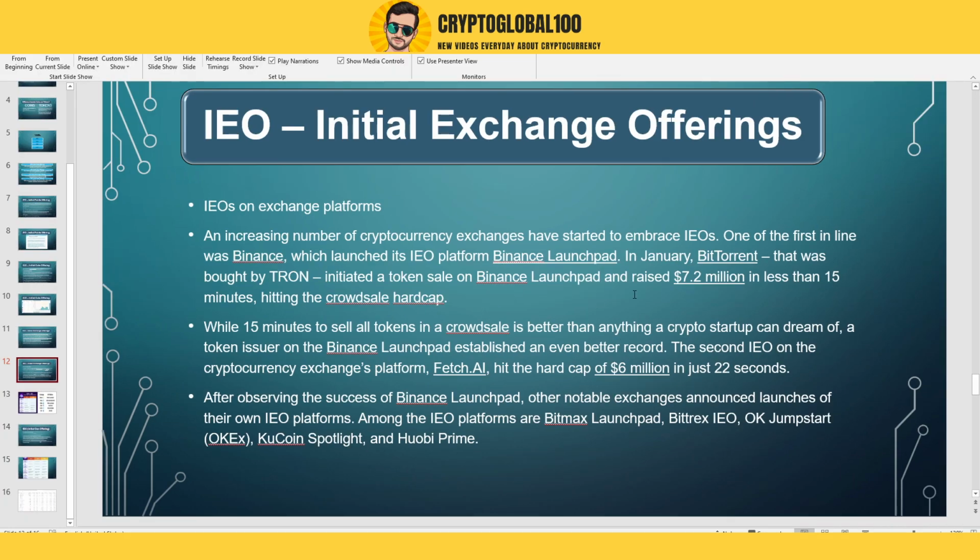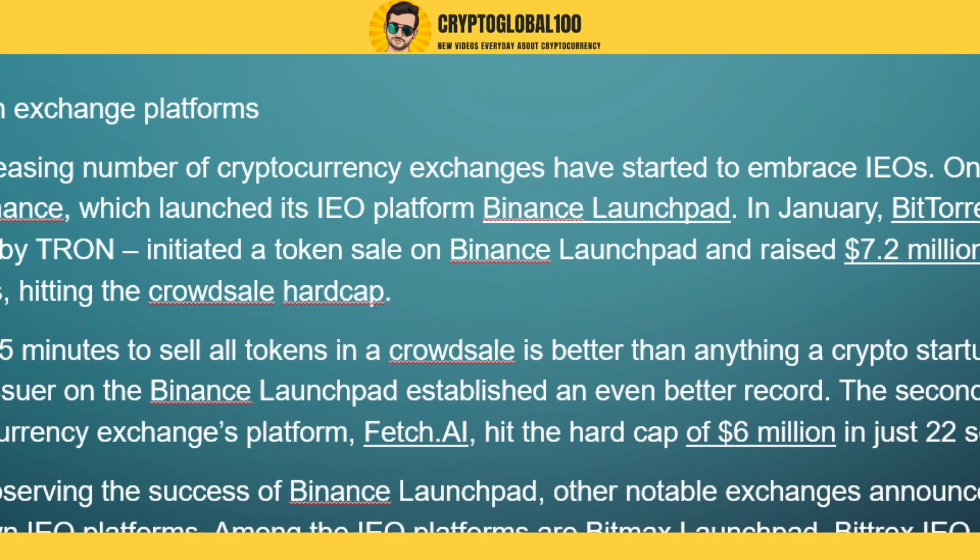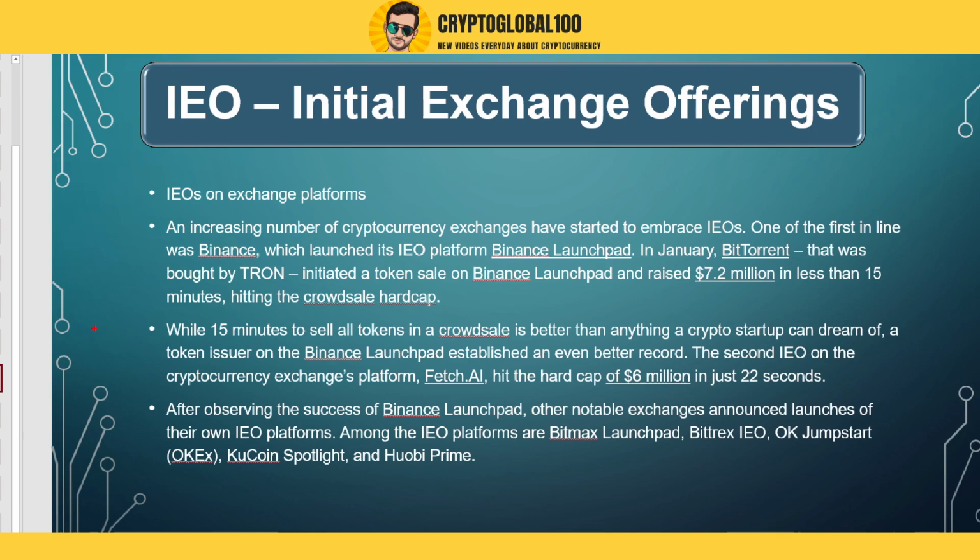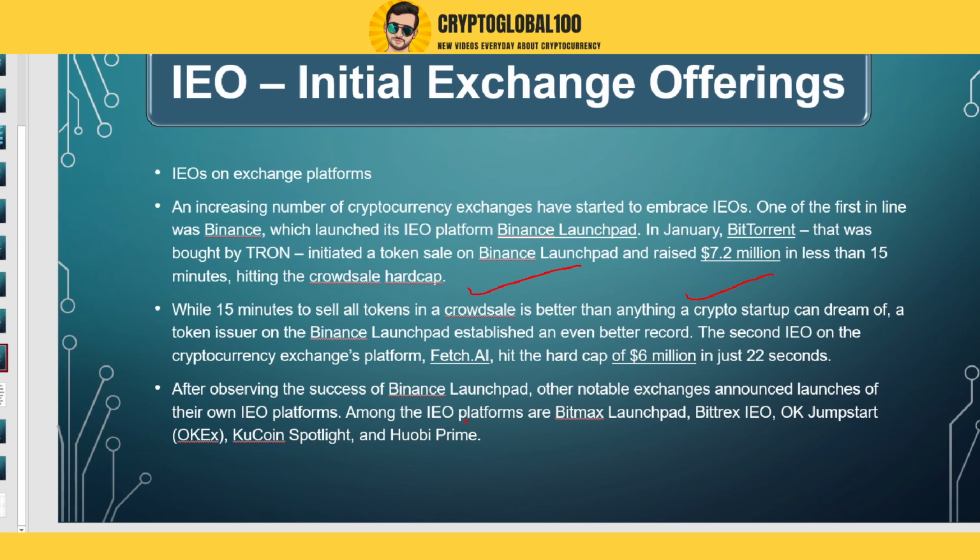So this is the benefit of the IEO when it gets listed on the Launchpad of the exchange. Fifteen minutes to sell all tokens in a crowd sale is better than anything a crypto startup could hope for. It was an amazing start for BitTorrent, and the same goes for Fetch, which raised $6 million in just 22 seconds.